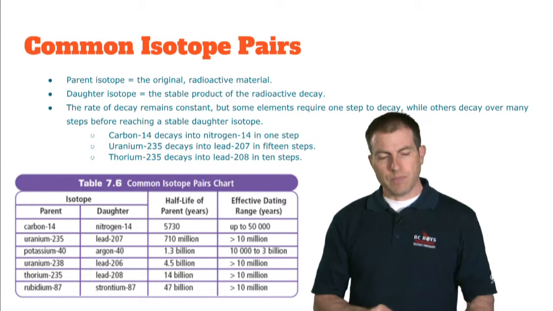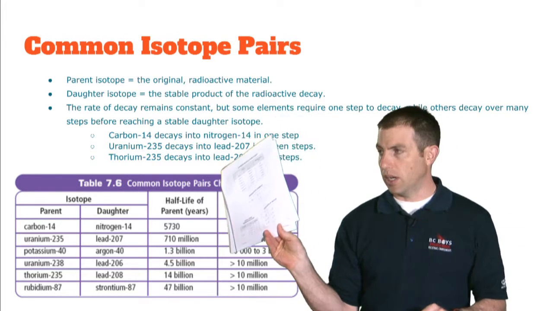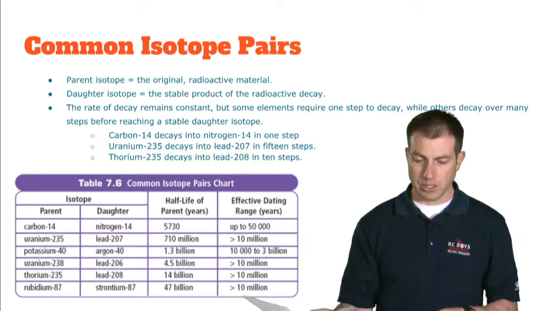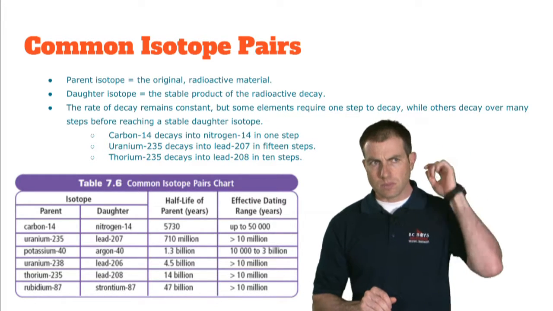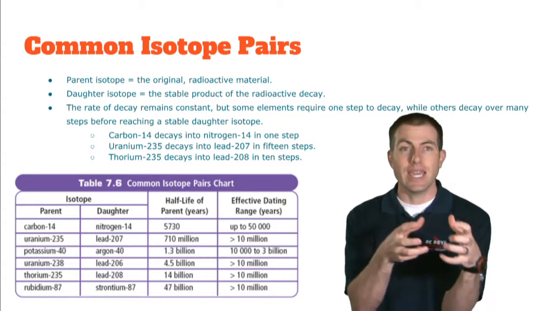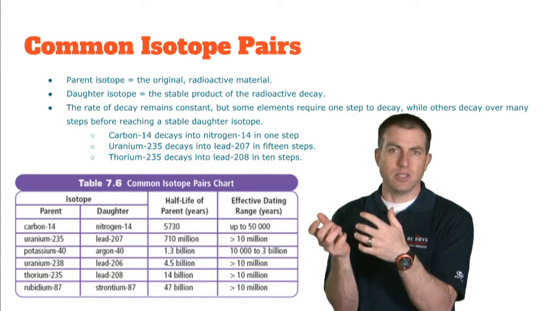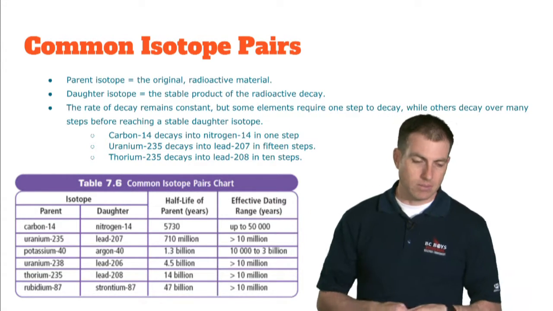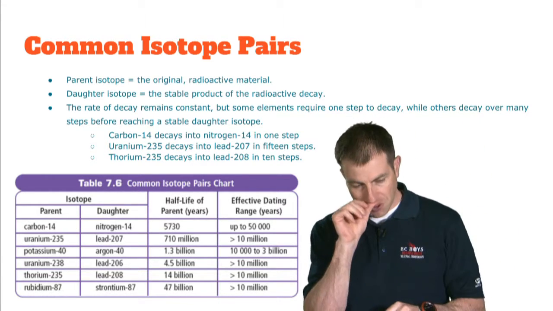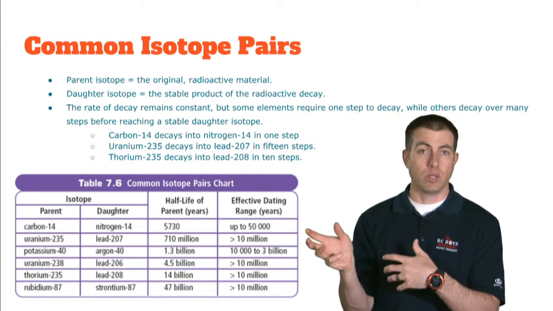So this chart is almost the same as the chart that is in your data booklet on page 12. You have this common isotope pairs chart. When we start with something, we call it the parent. And the parent is decaying into the daughter. I don't know why they chose the combination parent and daughter. It's just what they've used in science. So the parent isotope is what you start with. That's your original radioactive material. And the daughter is what it's decaying into.